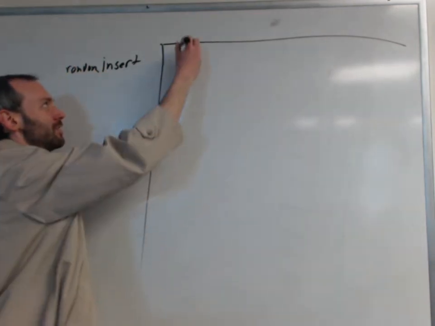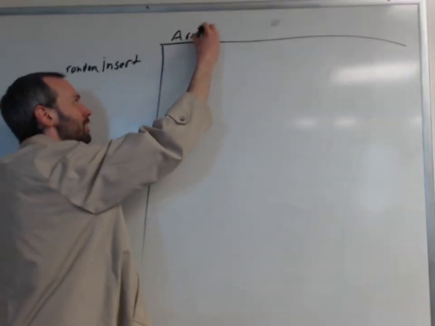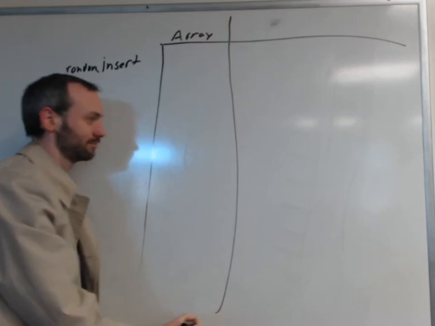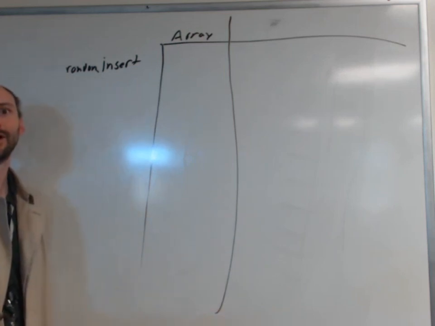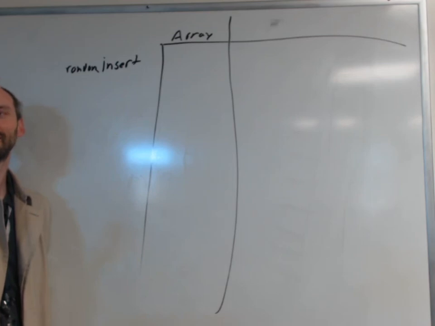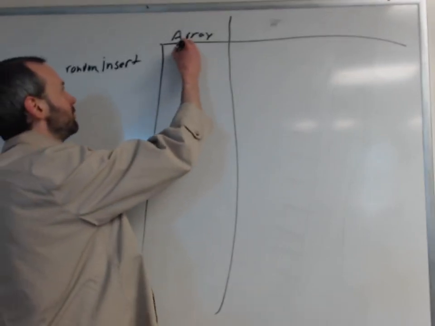All right, random insert. If you were to randomly insert into an array, what's the big O? O of n. And why is it O of n? You've got to move everything over. Yep.